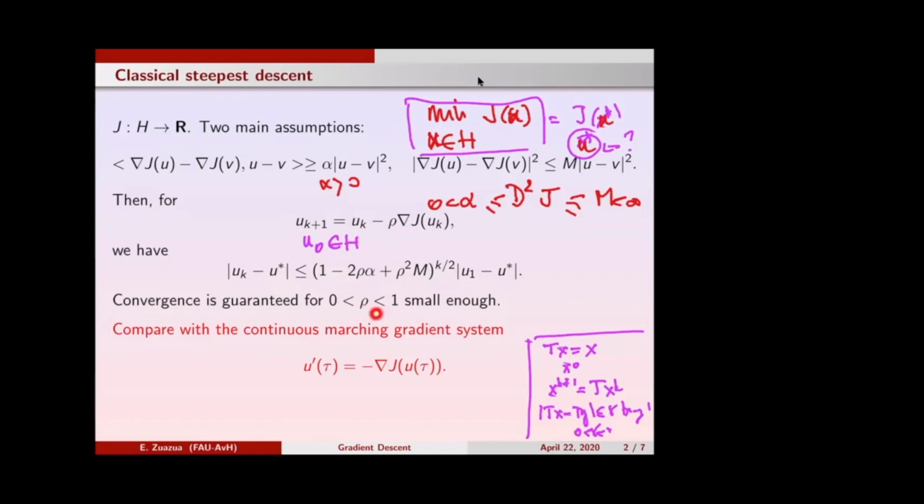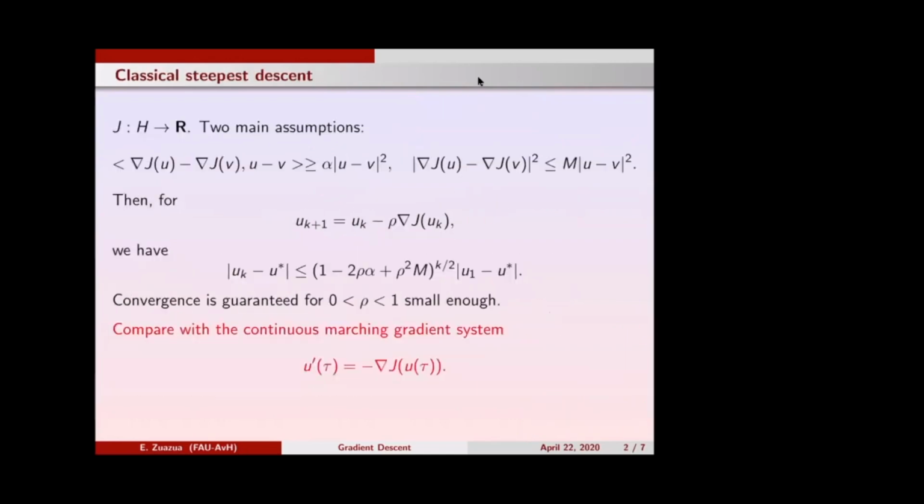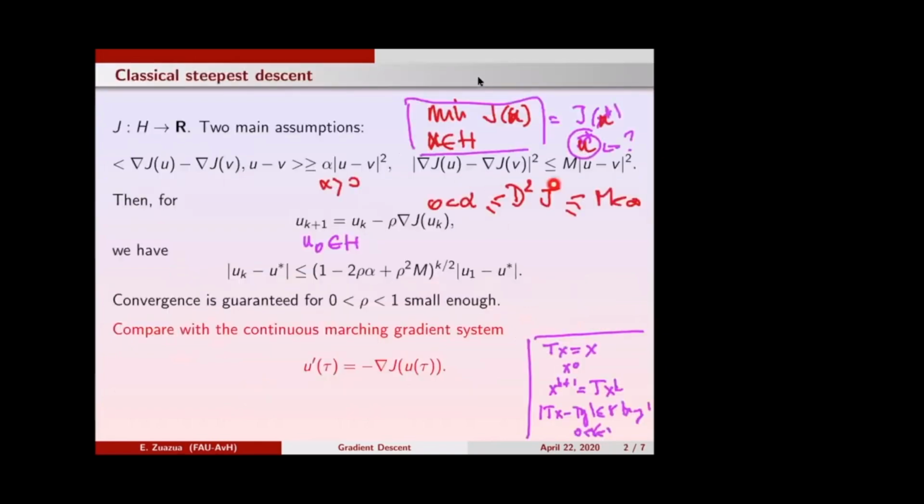How do you measure the size of the steps rho you need to do? Well, this is completely quantified over here. The distance from U_k to the minimizer U star is bounded above by the power k over 2 of a number, which is 1 minus 2 rho alpha, alpha being the lower bound on the Hessian, the minimal eigenvalue of the Hessian of J, plus rho squared times m, m being the maximum value of the Hessian.